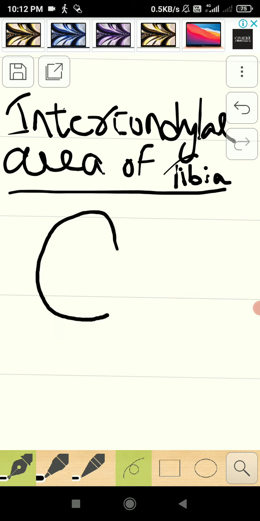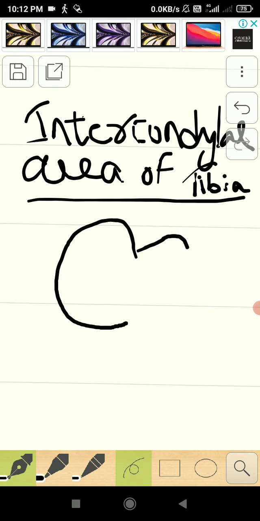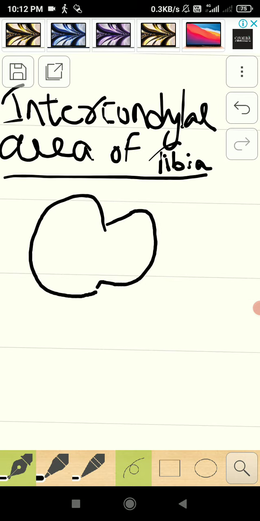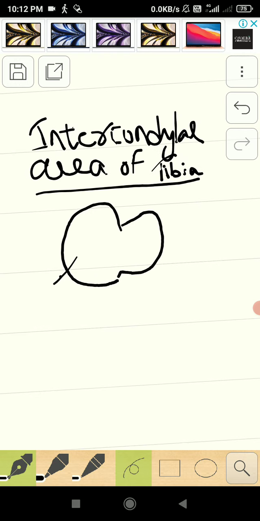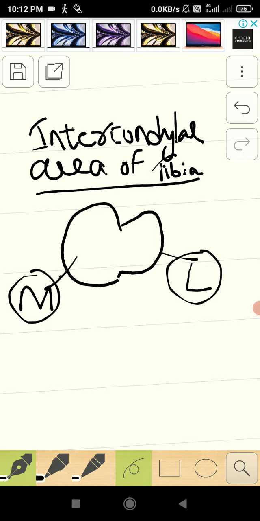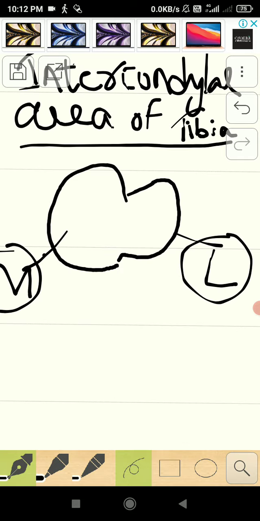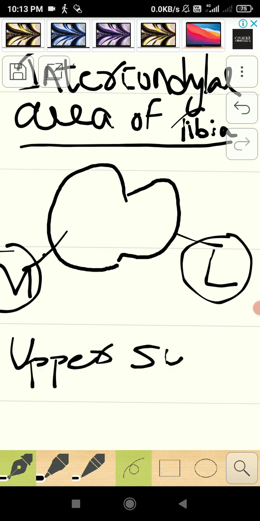This is the medial condyle of the tibia, slightly larger than the lateral condyle of the tibia. This is the lateral condyle of tibia. So this is how you have to draw the intercondylar area, and you have to label as the medial condyle, and this is the lateral condyle of tibia. So label that as medial and lateral condyle. Just label it as upper surface of the tibia, right tibia, upper surface of right tibia.